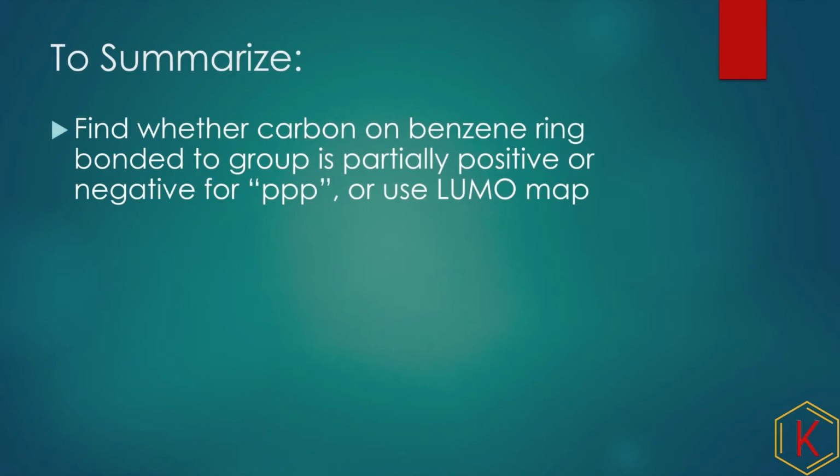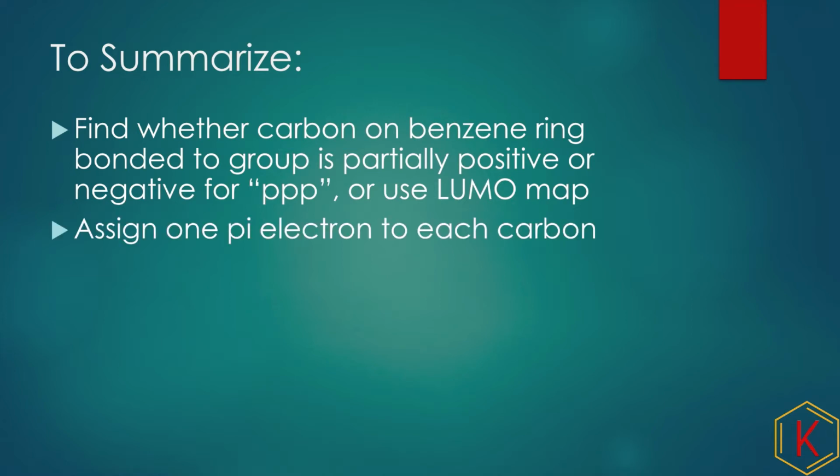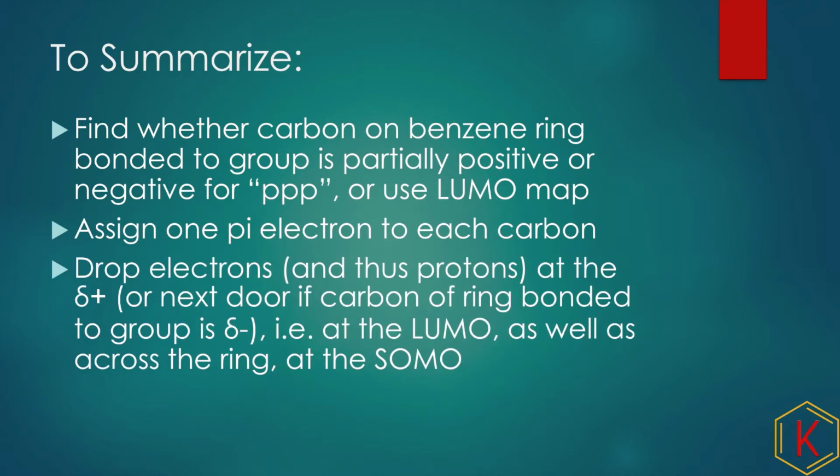So let's summarize. Find whether the carbon on the benzene ring bonded to the group is partially positive or negative. Assign one pi electron to each carbon. If you're given a LUMO map, go ahead and drop the electron at the LUMO, and then drop another one across the ring at the SOMO, and add protons at both of those sites.